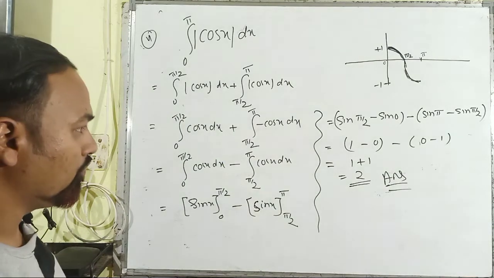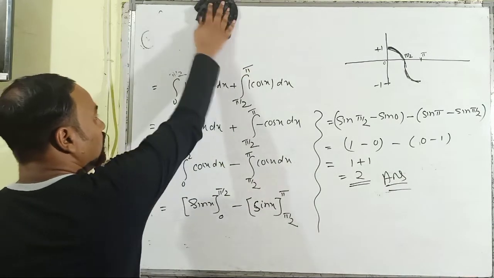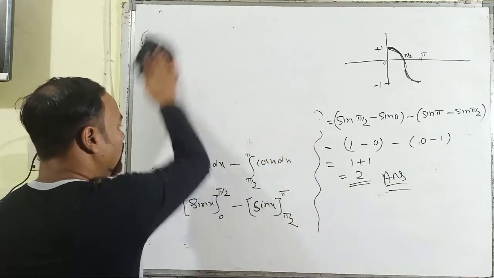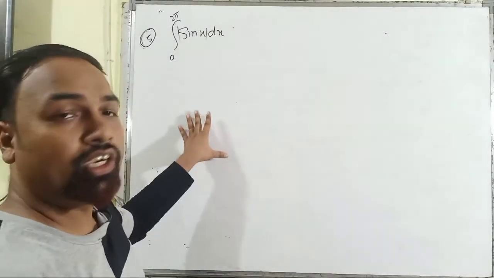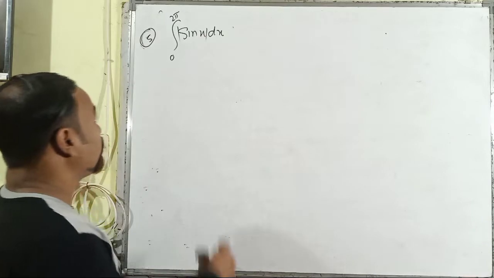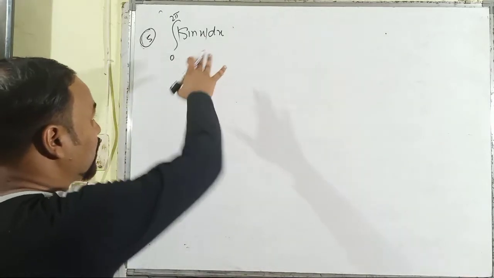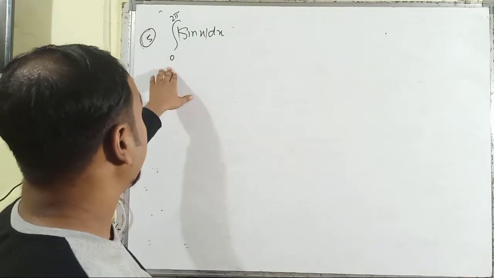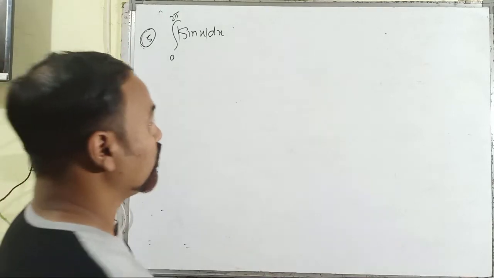Then let us move towards the problem number 5. So here it is the next problem, the 5th problem, and we have to integrate modulus of sin x with respect to x, from the lower limit 0 to the upper limit 2 pi.